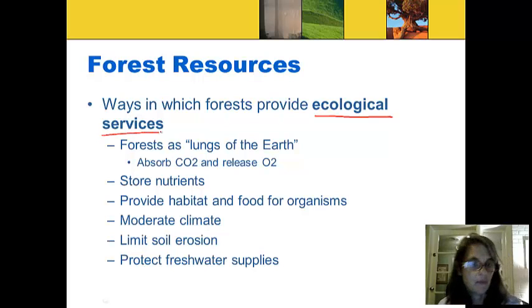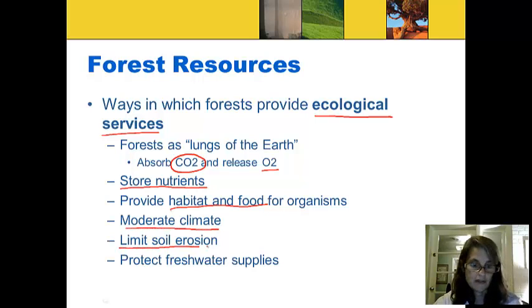Of course, one of the most important ecological services is forests contribute to being lungs of the earth. They absorb carbon dioxide, which is really important in our environment today, and they, of course, also release oxygen to breathe. Of course, we know that oceans also do this for us, even more so than the trees, but the trees obviously are important as well. Forests store nutrients for us in the plants and in the soil that the plants are holding in place. They provide habitats and food for many organisms that are also important to humans. They help to moderate the climate for us.